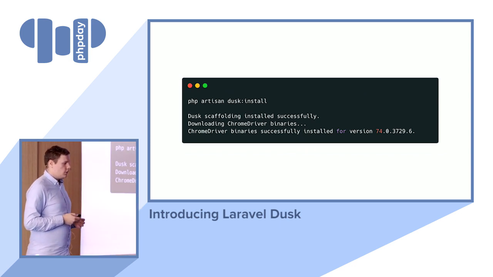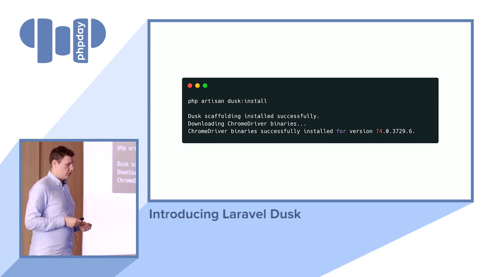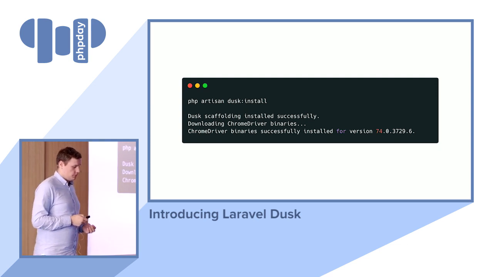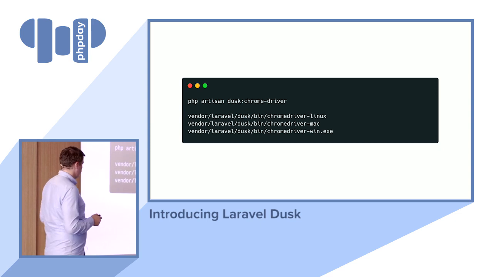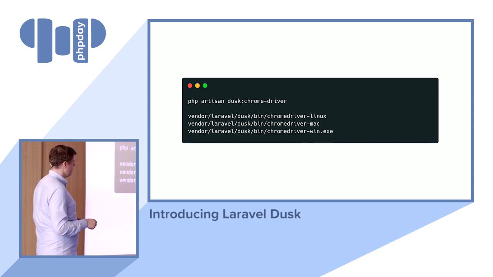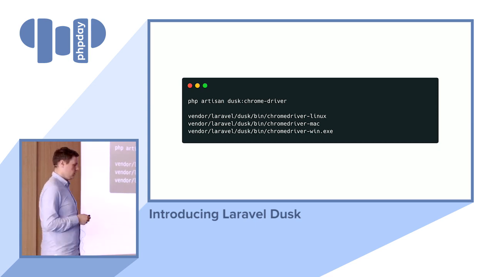Whenever we run php artisan dusk:install, we get this output. It's scaffolding all the items we need. It's creating a new Browser directory in our tests directory, and it will download the binaries for us as well. So this is the output from if you run the chrome-driver command. It will create the ChromeDrivers in the vendor directory, so you don't have to push them to the production environment.